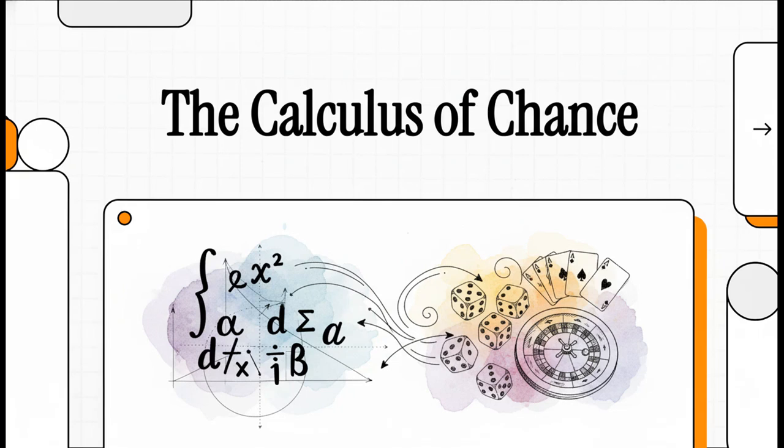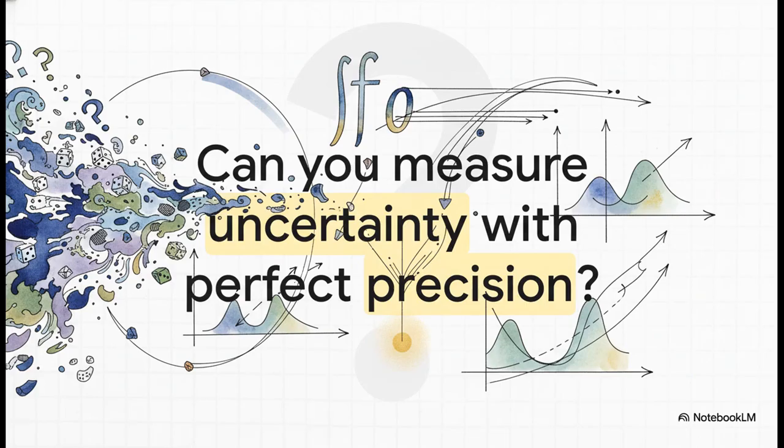All right, let's talk about two things that feel like they shouldn't mix. Calculus, which is all about precision and exact answers, and chance, which is totally unpredictable. But what if I told you that we can actually use the rock-solid rules of calculus to predict the future? It's pretty wild. It really does sound like a contradiction, doesn't it? How can you use a perfect science to measure something as messy and random as uncertainty?